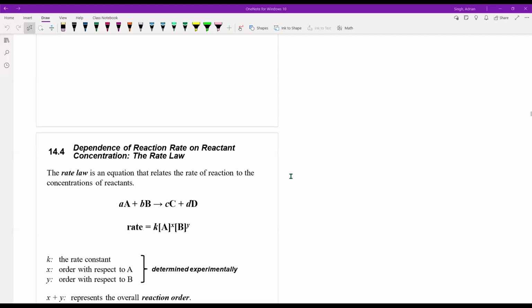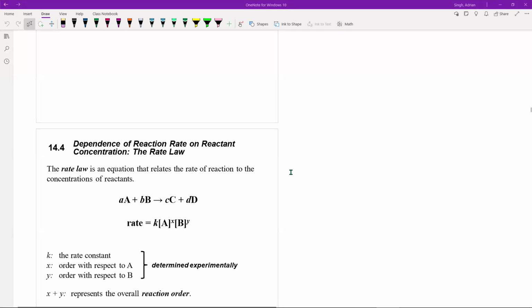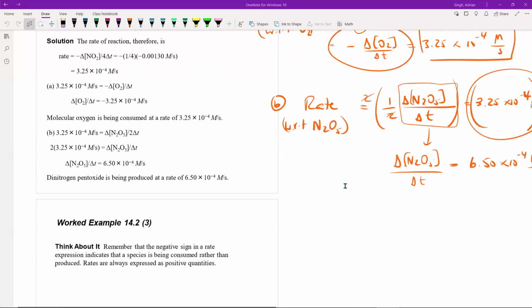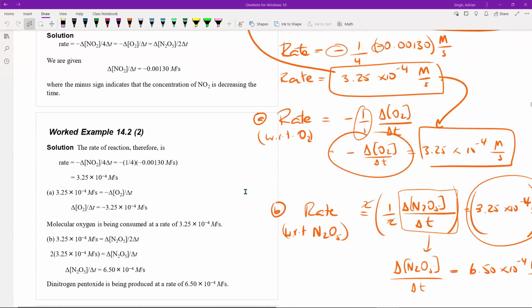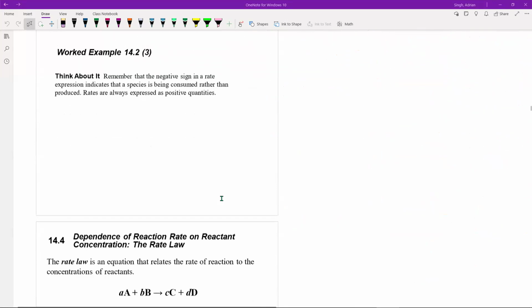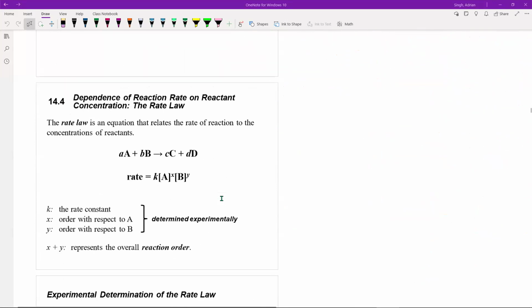Okay, so now that we've seen how to use stoichiometry and incorporate that into expressing the rate of a reaction, we're now going to take a look at how we can relate the rate constant and the reaction concentration to each other. So remember, when we mention the rate law, this is a way to relate all of those things together.